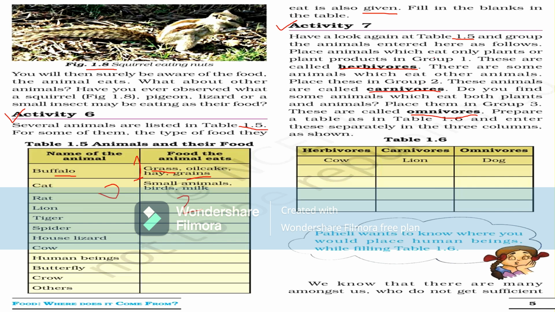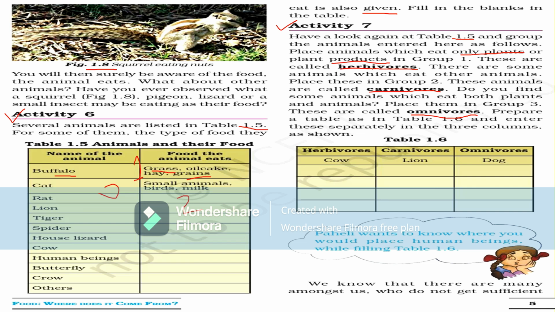Group 1 will be herbivorous. What type of animals are herbivorous? Here, place animals which eat only plants, or plant products, like cow and buffalo. Buffalo eats grass and plant products, fruits and all. Only those which eat plants or plant products are called herbivorous. This is group 1 animals.